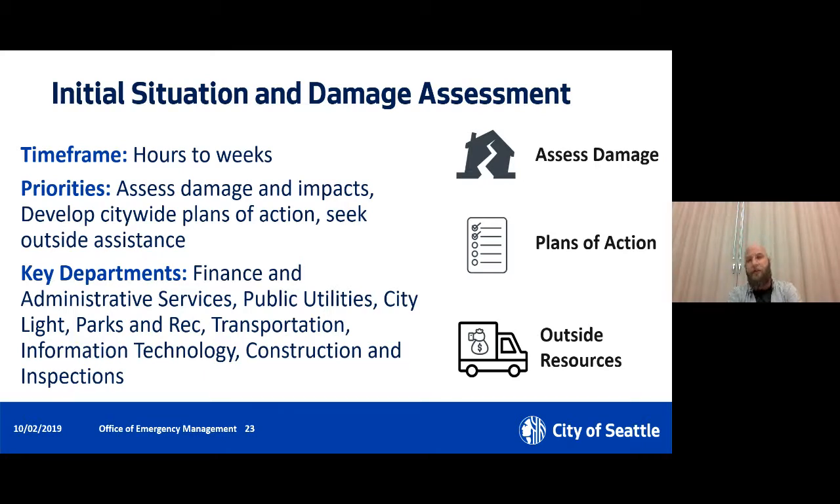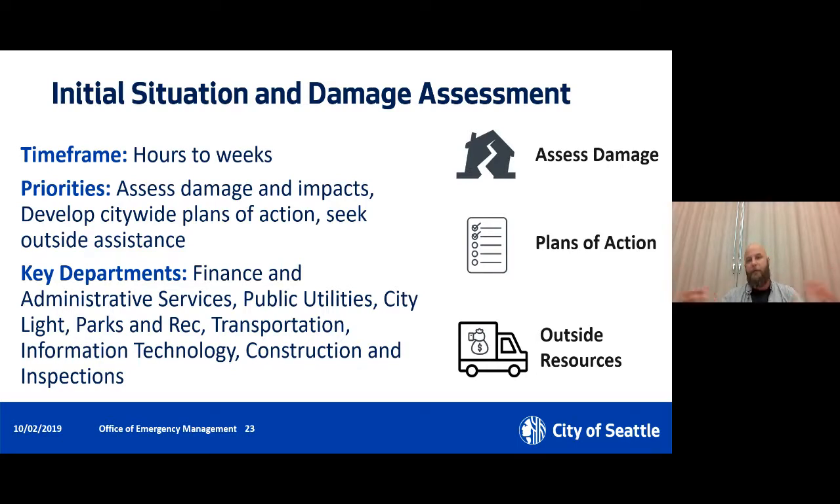So, initial situation and damage assessment. As I mentioned, this is a tough process, especially at the beginning of a catastrophic earthquake. It will start happening immediately, but it will likely take a long time. So our time frame is really hours to weeks. And we're talking about assessing damage, but also using that assessment of damage to help develop plans of action.